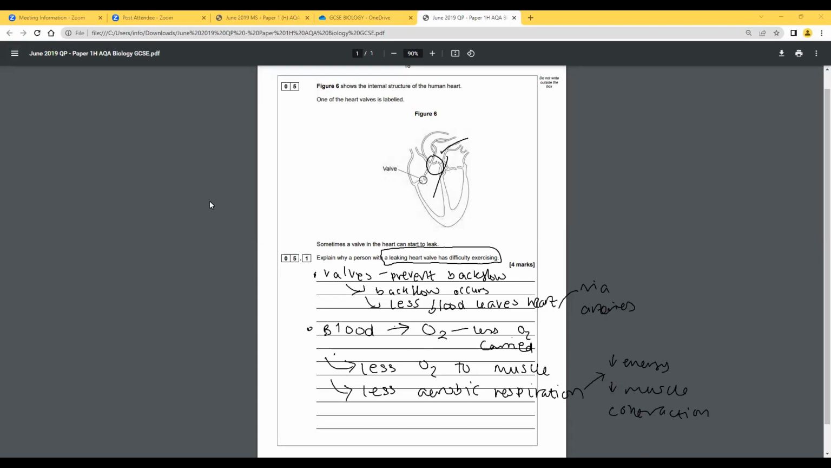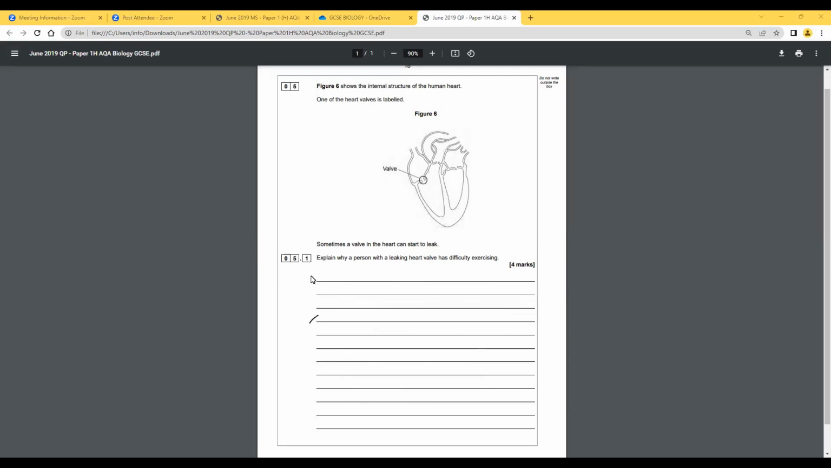Now, we can also go another way with this. So here I talked about aerobic respiration, but we can also talk about anaerobic respiration. So let me clear this. So let's talk about anaerobic respiration. So anaerobic respiration obviously occurs when we have less oxygen. So that would be happening in a situation like this, wouldn't it?